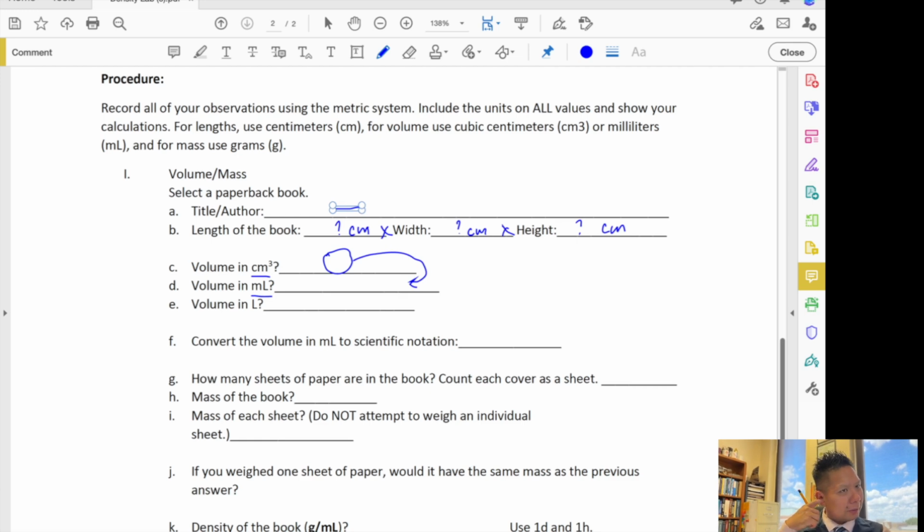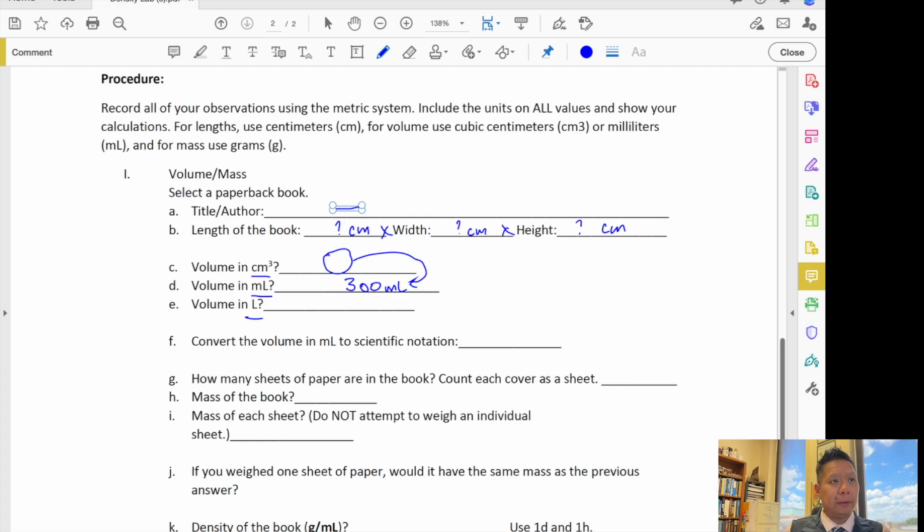So let's just say for fun, I'm just making something up. This is not going to be your book, so don't use this as your answer, but say you got 300 milliliters as your volume. When you multiply this times this times this, you got 300, okay? You got 300. It asks you, how do you convert milliliters to liters?